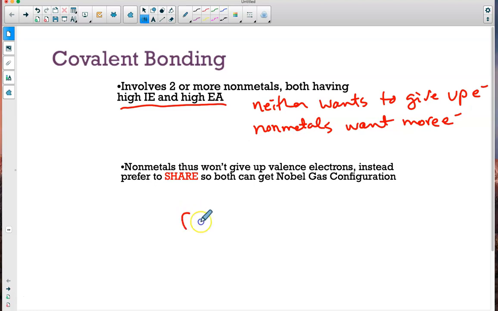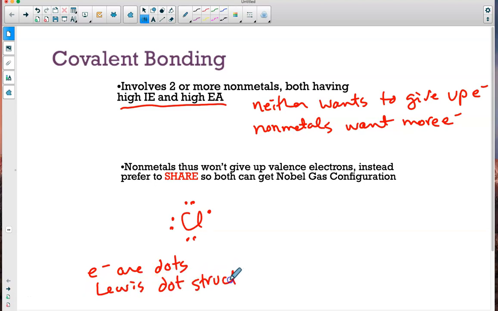So if we consider a chlorine atom, one way that I can show its valence electrons is in a Lewis dot structure. Chlorine has 7 valence electrons, and so the electrons are shown as dots. That's why we call it a Lewis dot structure. So if two chlorines come together, they both have those 7 valence electrons. To be like the nearest noble gas, they each need one more valence electron. So they're going to share these 2 valence electrons in a bond.